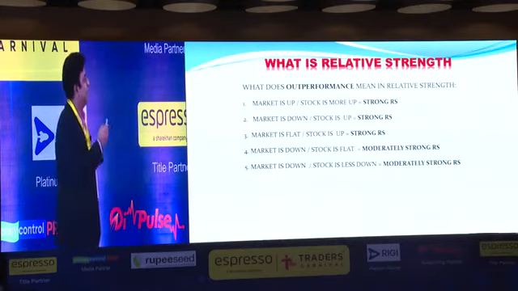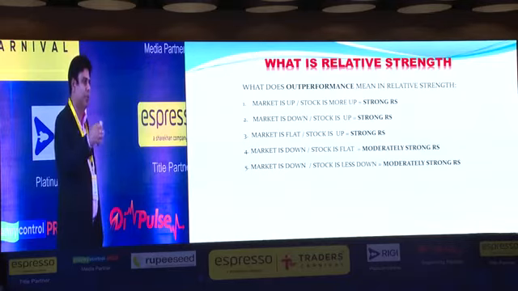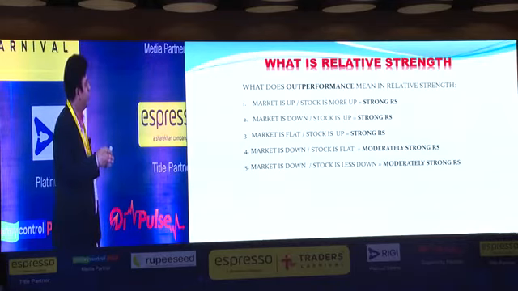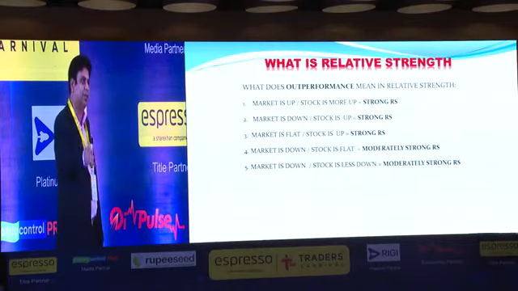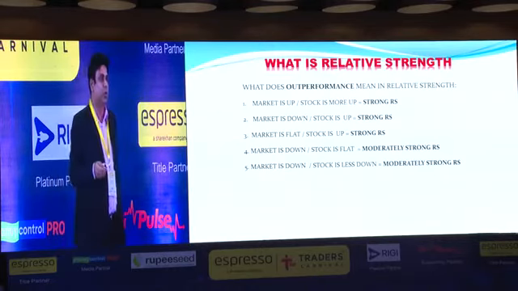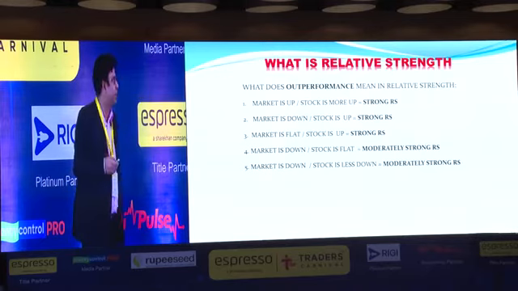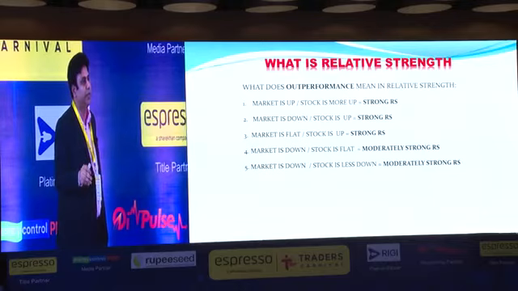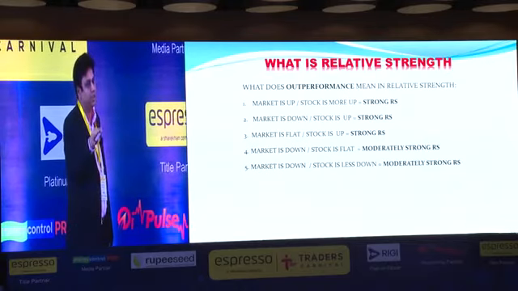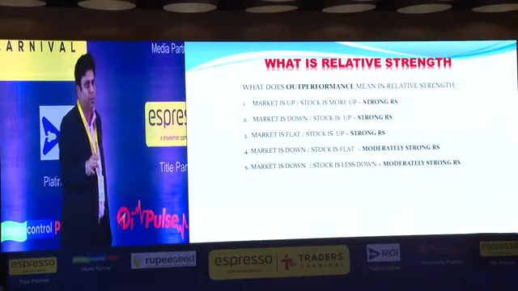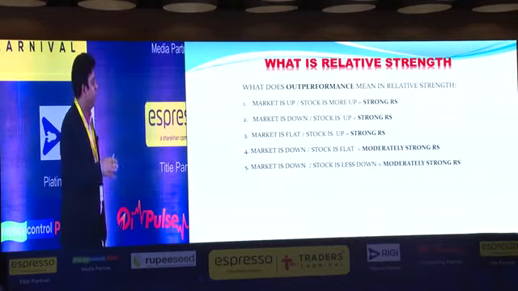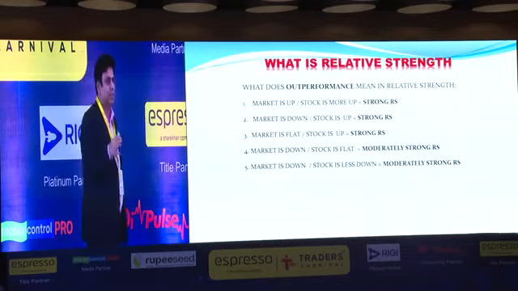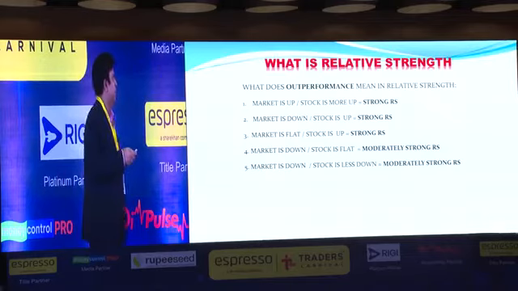The second kind of phenomenon is the market is down. Let's say over a period of time, my broader index is down 4% and my stock is up 2%. So we have a 6% gap between the stock and the index. Again, the stock has got a strong relative strength. Market is flat, doing absolutely nothing. But at the same time, there are certain stocks and sectors which are doing much better than the market. So once again, it qualifies as a stock with a strong relative strength.